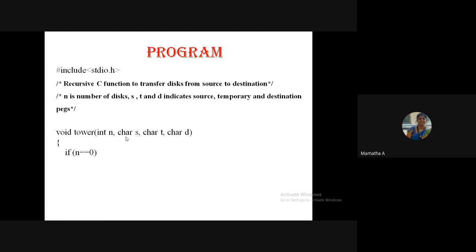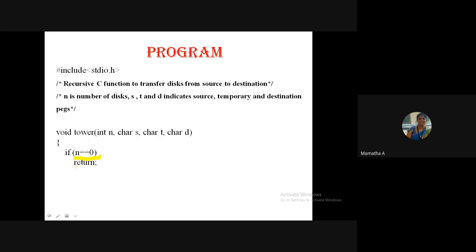So the base case is if the number of disks is equal to 0. When n is equal to 0, just return. Don't do anything. Number of disks is 0. This is the base case. Remember, at some point when the number of disks becomes 0, just return. Next, if the number of disks is not equal to 0, you should break the problem into sub-problems.